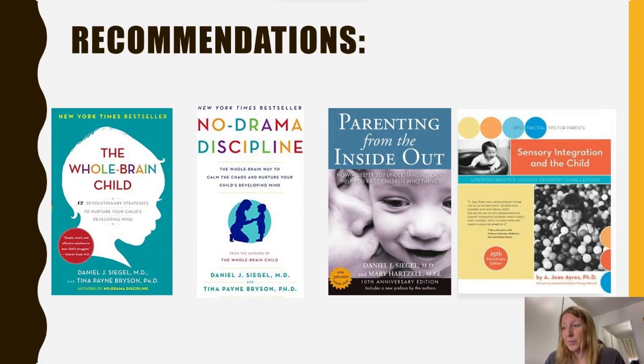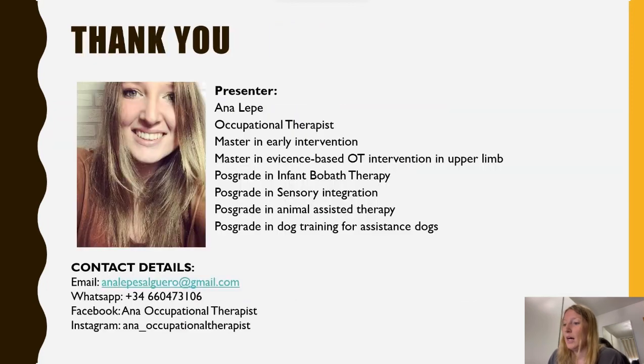Recommendations. I will recommend you these books: The Whole Brain Child. This is amazing. And then you have the second one that is No Drama Discipline, but you can also read No Drama Discipline by itself. And then from the same author, you have Parenting from the Inside Out, and then you have also one for teenagers. Right now I don't remember the name, but you will find it from Daniel Siegel. You put Daniel Siegel teenagers and you will find it. And then from Ayres, you have Sensory Integration and the Child, that is to understand better the first part of the slides. And that's it.